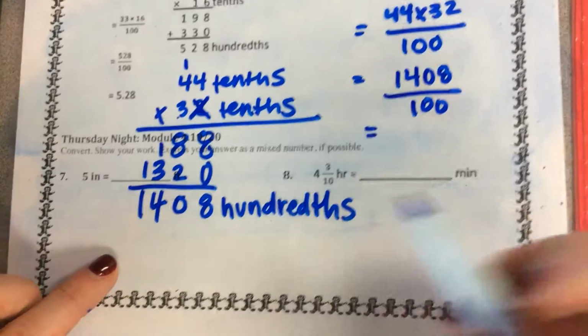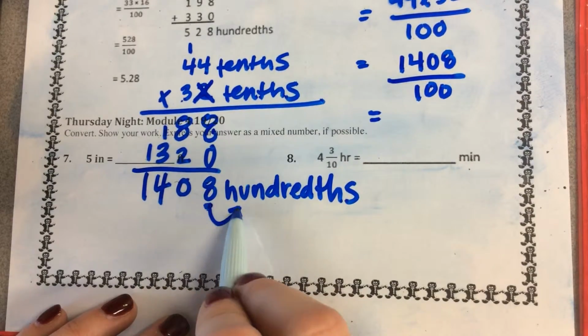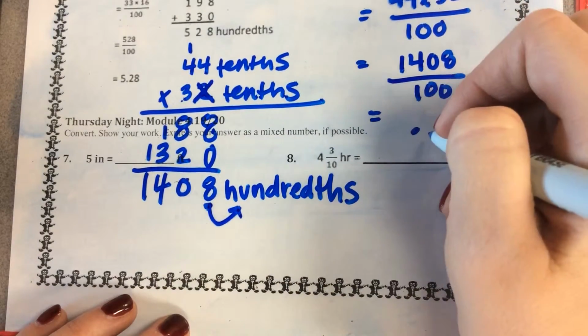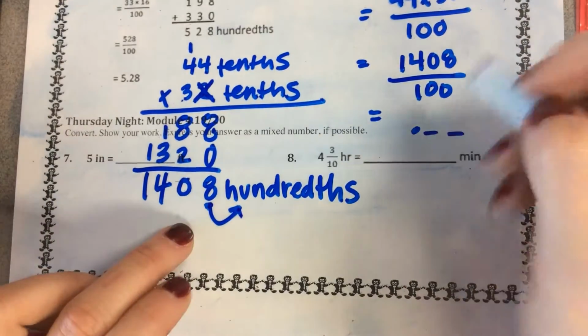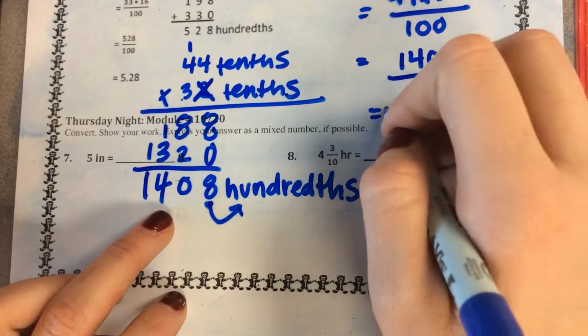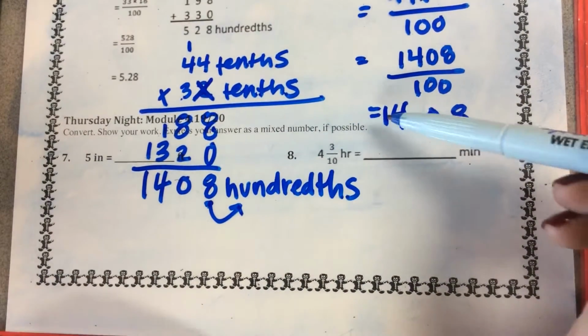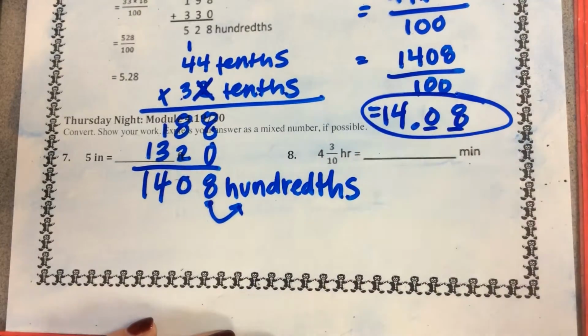And as a decimal, we'll put our last place value in the place value, or the last digit in the place value they give us. So we're going to have our tenths and hundredths here. We'll put our 8 there and our 0. And then over here, we'll put our 14. So our answer will be 14 and 8 hundredths.